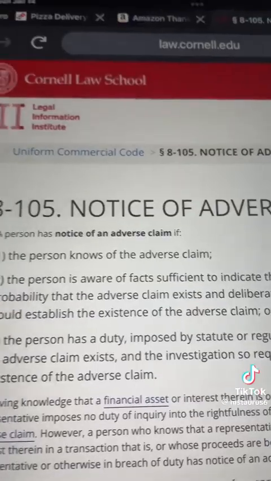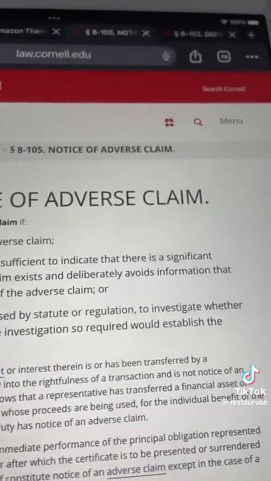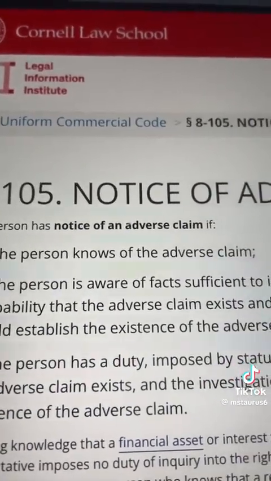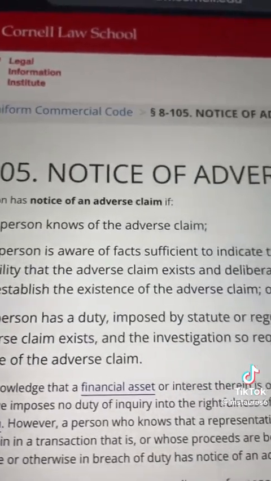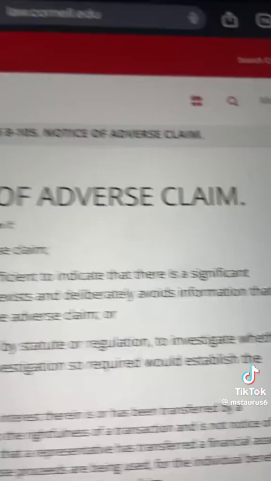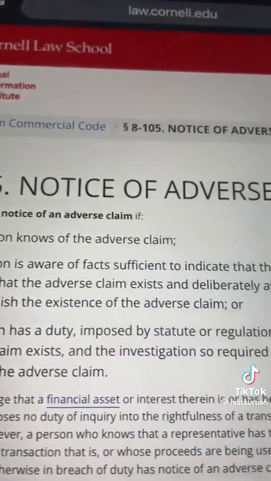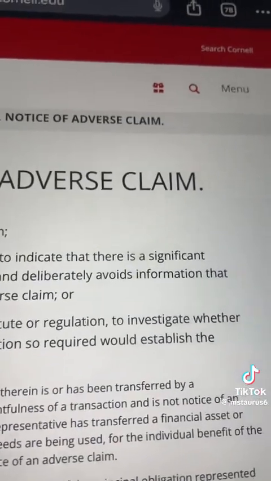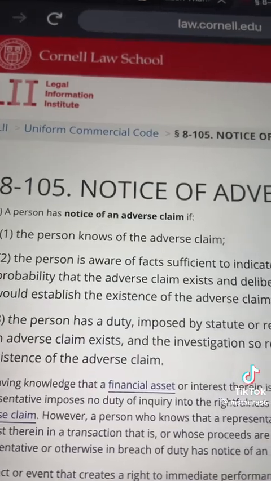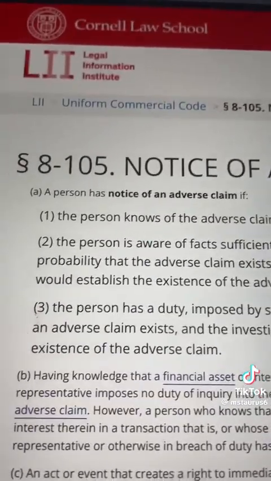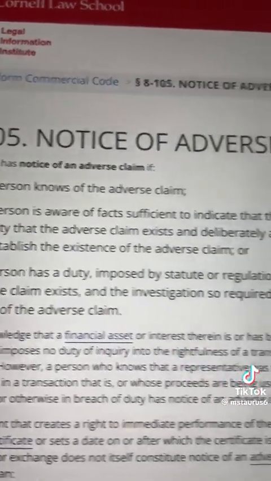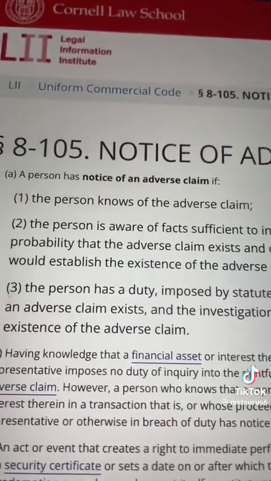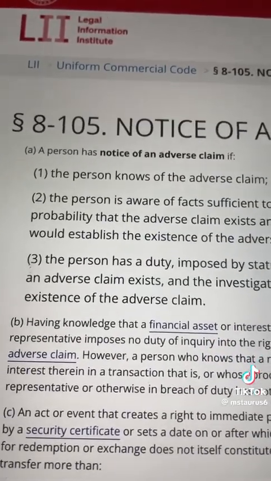Now, let's look at notice of adverse claim. 8-105, notice of adverse claim. A person has notice of an adverse claim if the person knows of the adverse claim, the person is aware of facts sufficient to indicate that there is a significant probability that the adverse claim exists, and deliberately avoids information that would establish the existence of the adverse claim, or the person has a duty imposed by statute or regulation to investigate whether an adverse claim exists, and the investigation so required would establish the existence of the adverse claim.